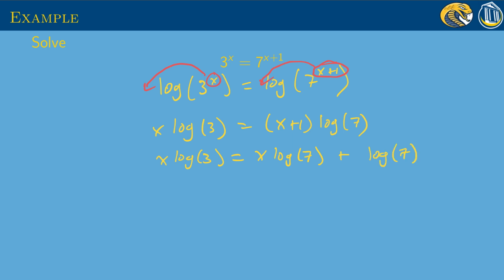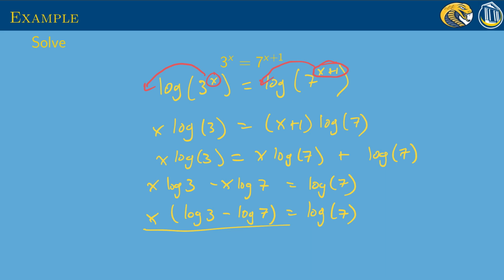Again, log 7 is just a number. And now we can collect our like terms, bringing all the x's to one side. x log 3 minus x log 7 is just our number log 7. We can double check what that is in just a moment. And then finally, we can factor out an x, giving us x times log 3 minus log 7 equals log 7 once again. So if we want to solve for x, we can divide both sides by log 3 minus log 7.